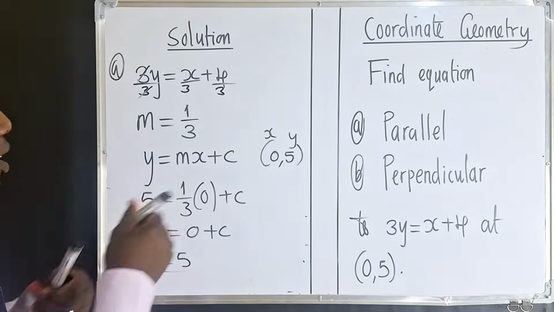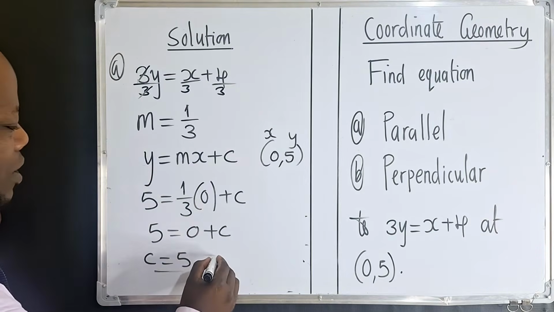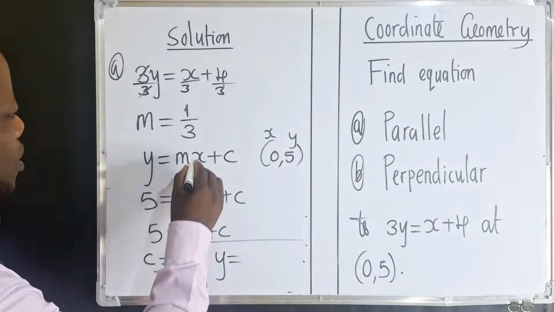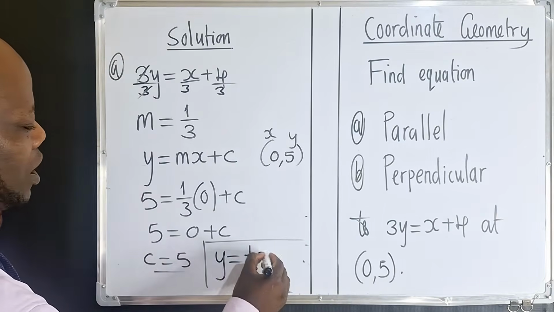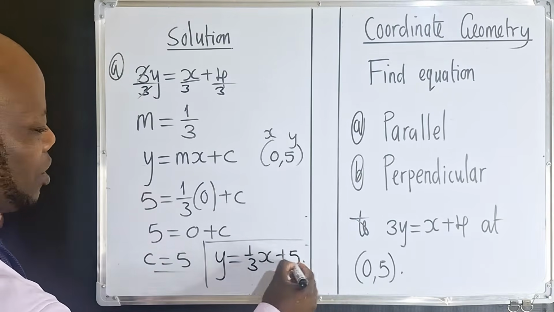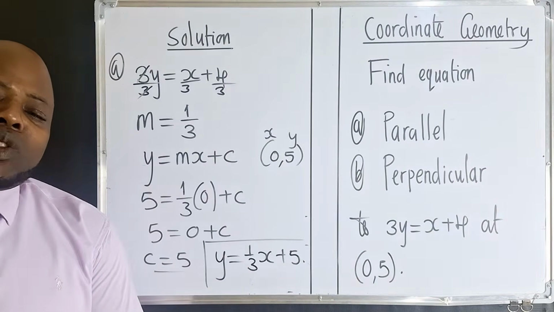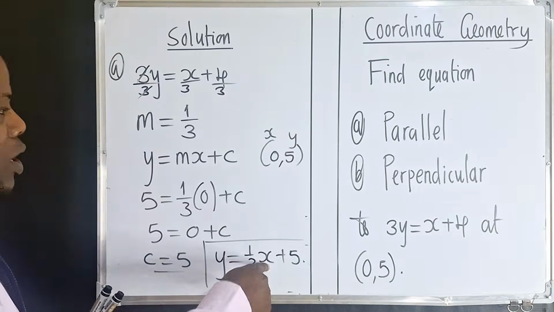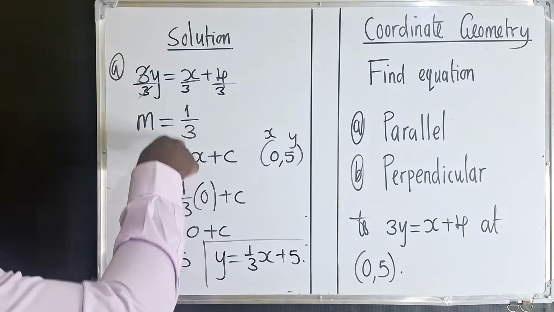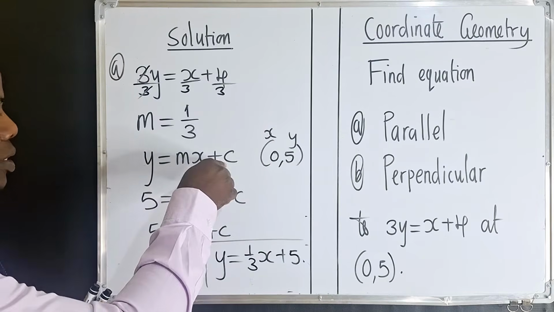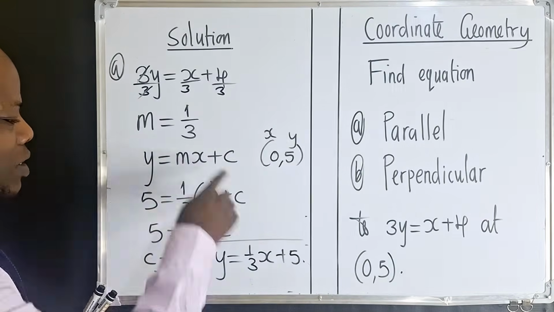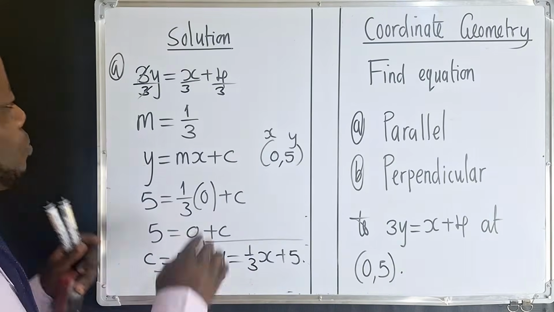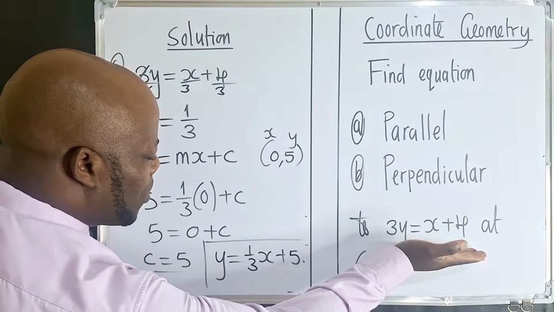So when you find this c, you come back at this point and say y, okay, this is the equation I'm looking for. Y is equal to, my m is 1/3 x plus, the c is a 5. So in other words, what you need to know is that your equation must only have 2 letters, y and x. You solve for c and m, you know m is a 1/3, which is here. C is a 5, you're right. But y and x should remain in your equation. So this is the equation which is parallel to this equation right over here.